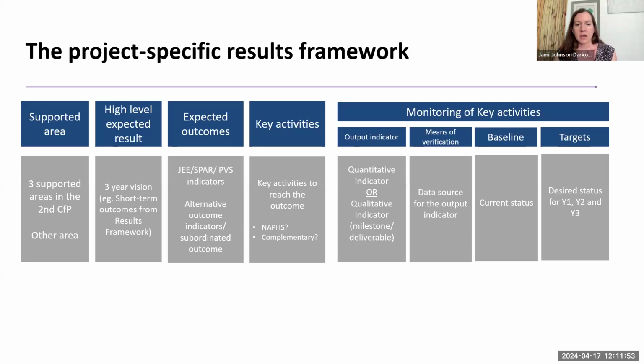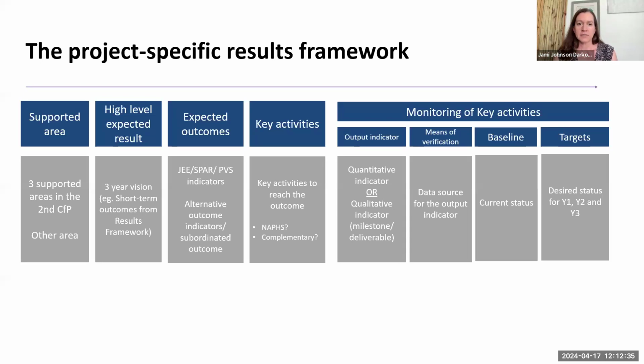Now, one of the things that we saw in the first call for proposals is that sometimes the connection between those activities and the JEE, SPAR, and PVS indicators was quite difficult to make. So it wasn't aligned in such a way that let us very easily see how these were connected to each other. In cases where that might be relevant in this second call for proposals, there's a column called a subordinated outcome. And this is something that's optional and can be used if you think that it might not be fully clear how that key activity relates up into that higher level JEE, SPAR, or PVS indicator.